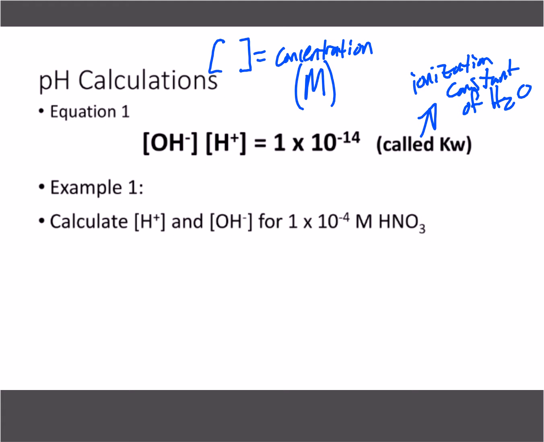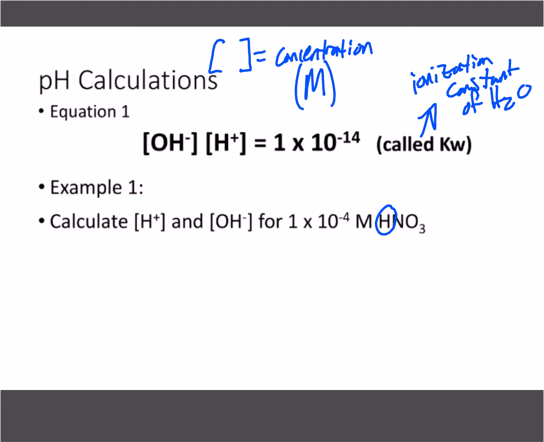Tell if it's either an acid or a base, guys. That's your first step. You have to identify if it's an acid or a base. So in this example number 1, what do we have? How do we know it's an acid? It has the H in it, guys. So because of the H that we have right here, we have an acid.